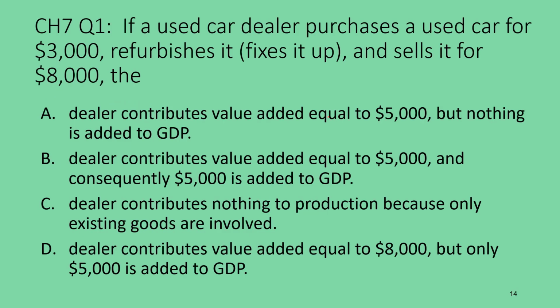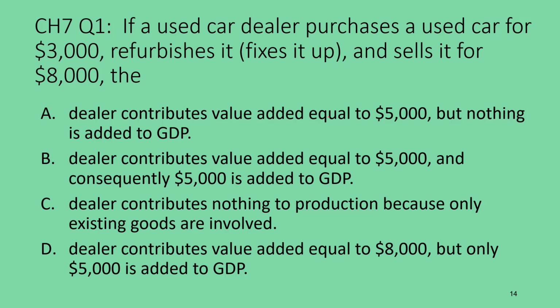So let's go through a couple of these practice questions to make sure you got it. Our first practice question here for Chapter 7 says, if a used car dealer purchases a used car for $3,000 and then they refurbish it or fix it up, improve it in some kind of way, and sell it for $8,000, then how is that going to affect GDP? Is it A, that the dealer contributes a value added equal to $5,000 but nothing is added to GDP? Is it B, that the dealer contributes value added equal to $5,000 and consequently $5,000 is added to GDP? Is it C, that the dealer contributes nothing to production because only existing goods are involved? Or is it D, that the dealer contributes value added equal to $8,000 but only $5,000 is added to GDP?